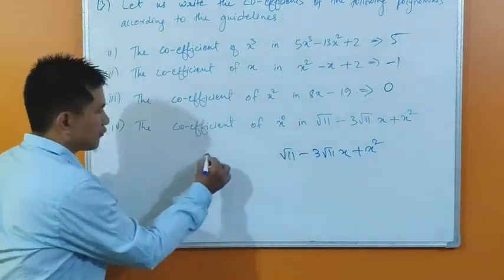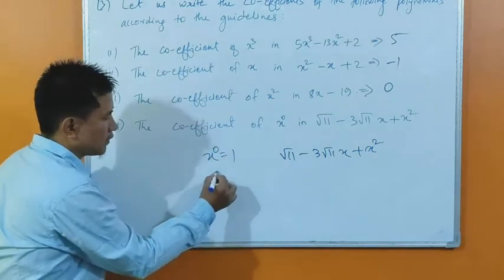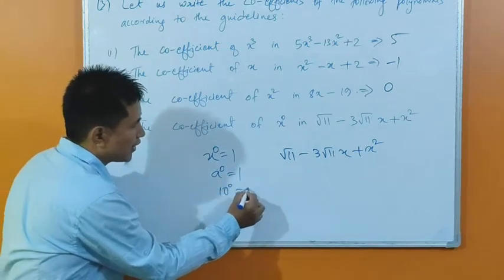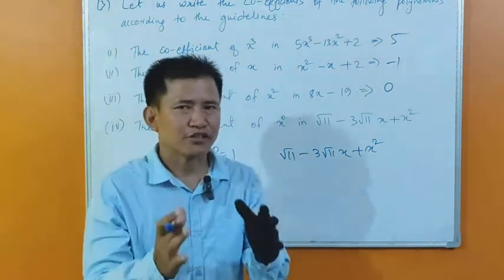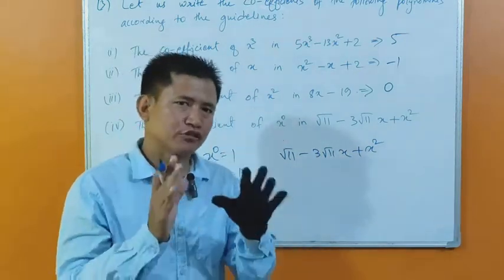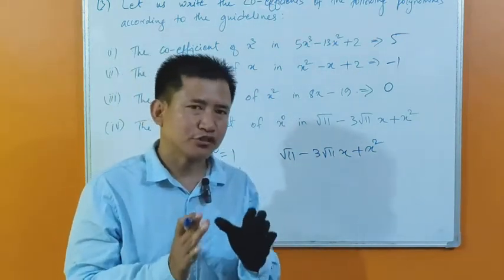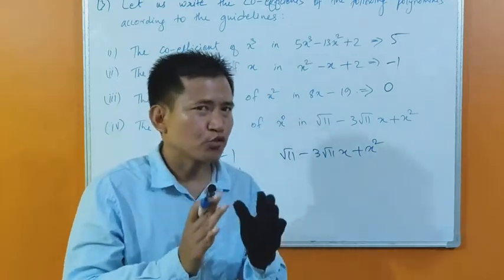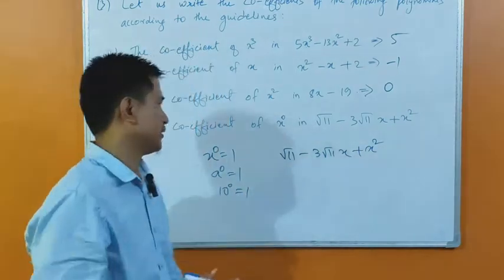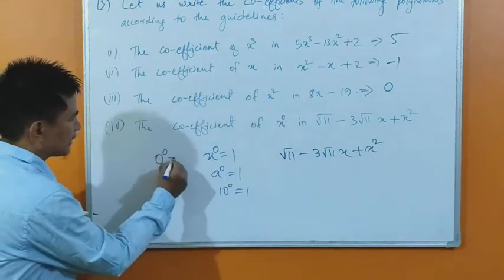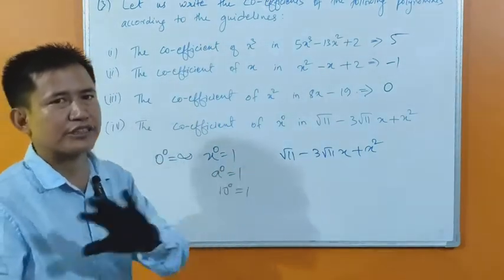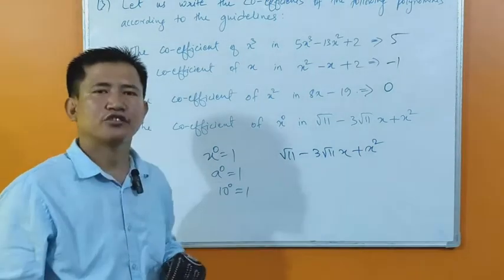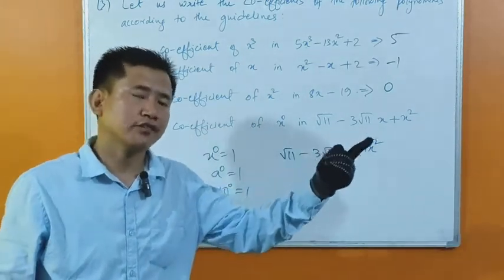Let me tell you, the value of x to the power 0 is 1. The value of a to the power 0 is 1, the value of 10 to the power 0 is 1, which means anything to the power 0 is 1. But remember, 0 to the power 0 is not equal to 1. 0 to the power 0 is undefined. Apart from 0, any number raised to the power 0 is 1.